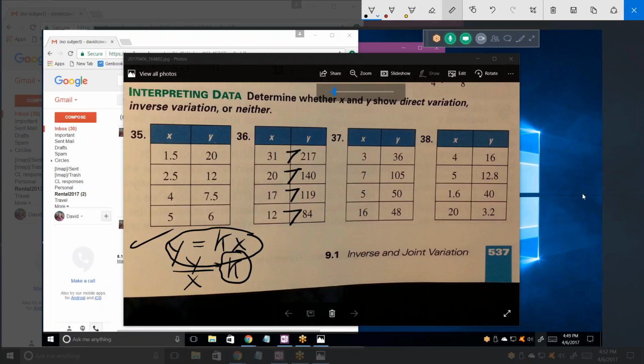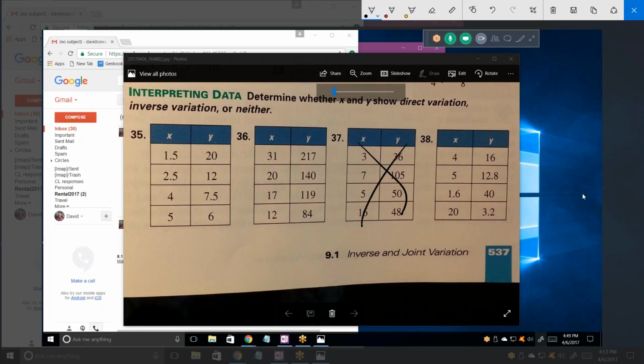Okay, one of these is not going to be, hopefully, and we'll find out. You'll understand more once we see that. So is 37 possibly direct or inverse? No. Neither, and we can see it immediately. For one thing, x goes up, but then it goes down, and then it goes up. Y goes down, up, down, and down. So we don't even need to do any math on that one. It can't possibly be direct or inverse.